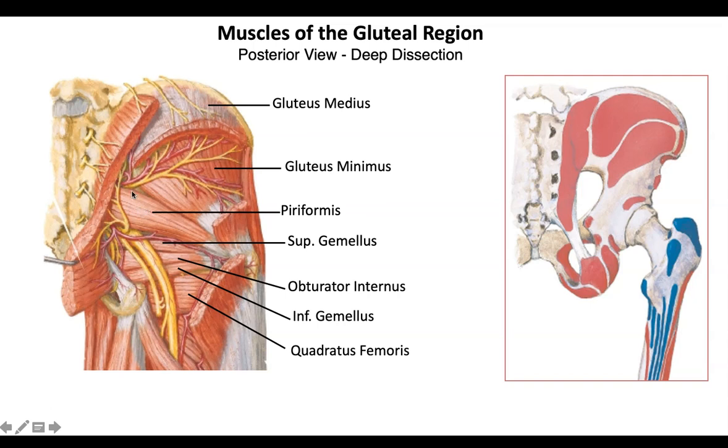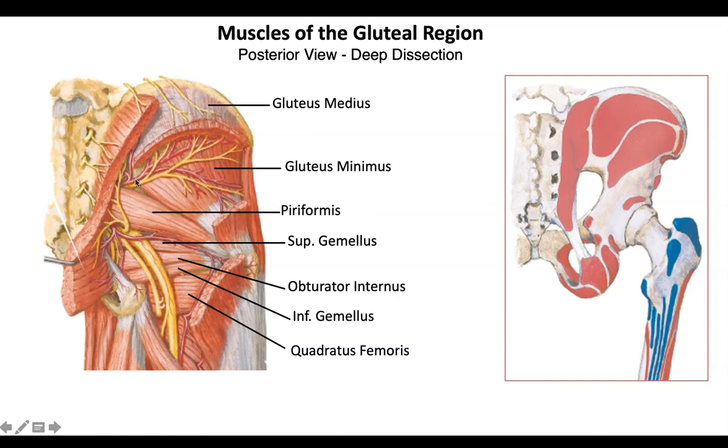gluteal region. See, all these blood vessels and nerves are entering into the gluteal region through the greater sciatic foramen. And the piriformis muscle also leaves the pelvic cavity and enters into the gluteal region through the greater sciatic foramen. So we can name the blood vessels and nerves in relation with this muscle.